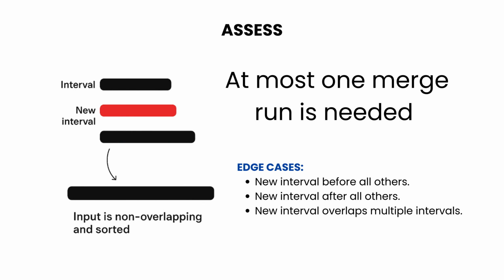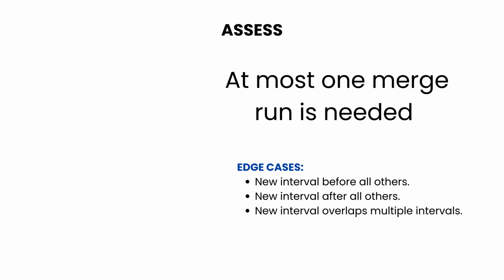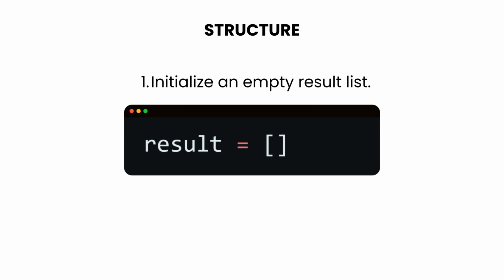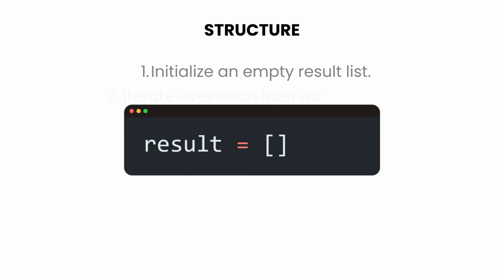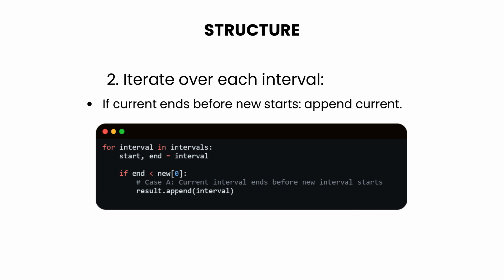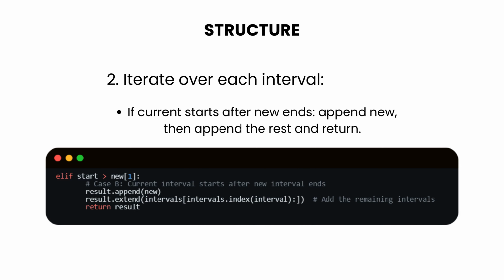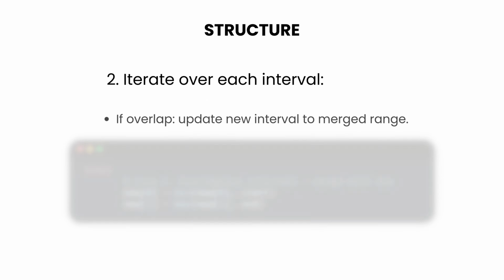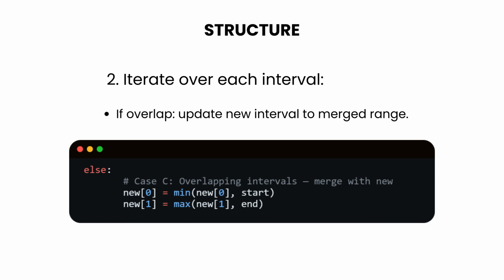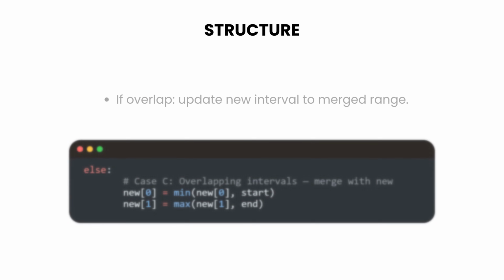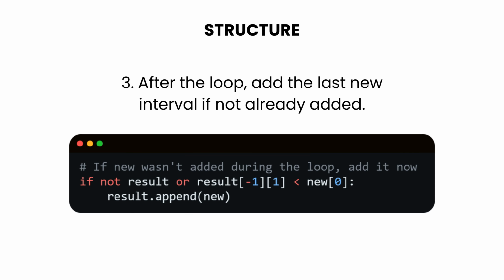Edge cases: new interval before all others, new interval after all others, new interval overlaps multiple intervals. Initialize an empty result list. Iterate over each interval. If the current ends before the new starts, append current. If the current starts after the new ends, append new, then append the rest and return. If there's overlap, update the new interval to the merged range. After the loop, add the last new interval if not already added. Return the result. Let's try to implement it using solution 1.